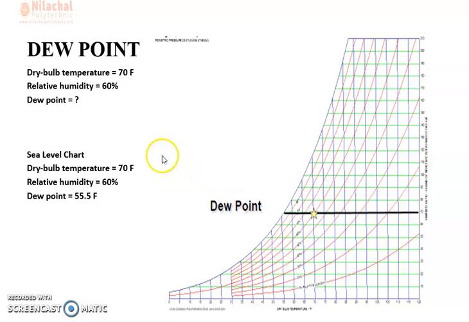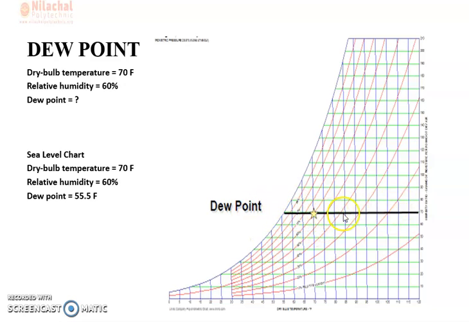Another question I am given here. In this question, the dry bulb temperature is given, the relative humidity is given as 60%, and you have to calculate the dew point temperature. Already you know how to find the dry bulb temperature and the relative humidity. So this is the dry bulb temperature 70, and this is the relative humidity curve, that is the 60%. So this is the point.